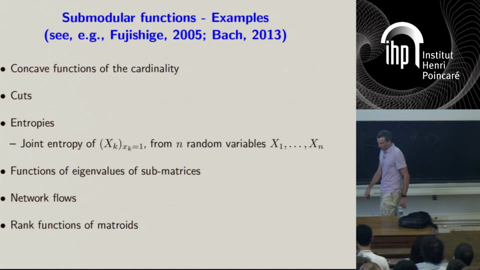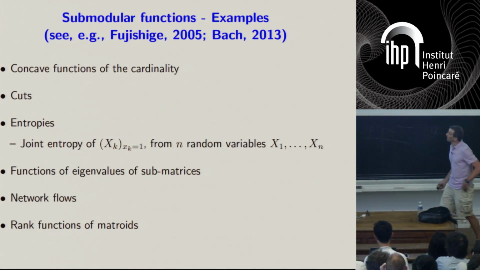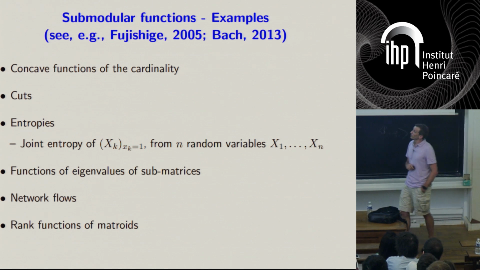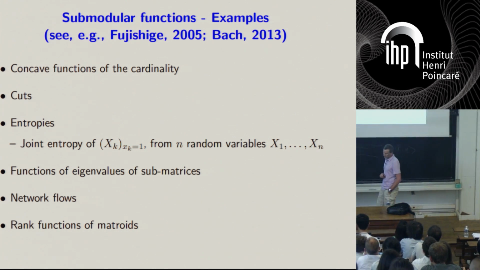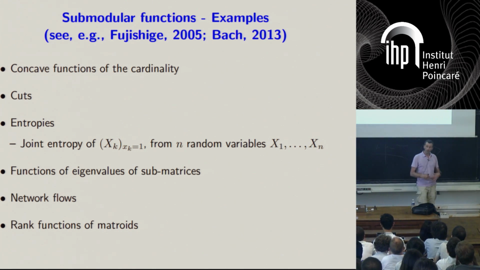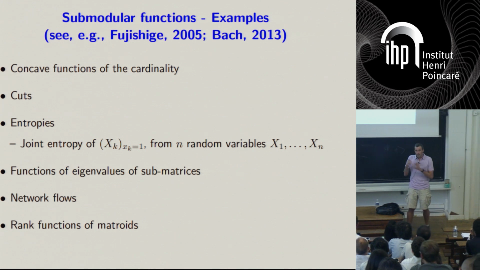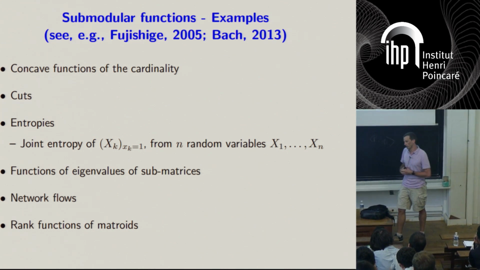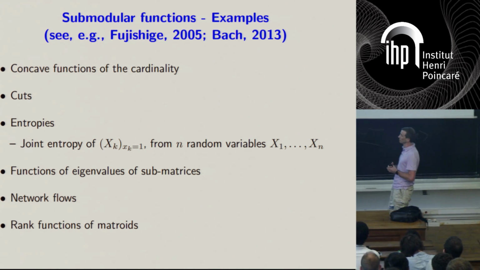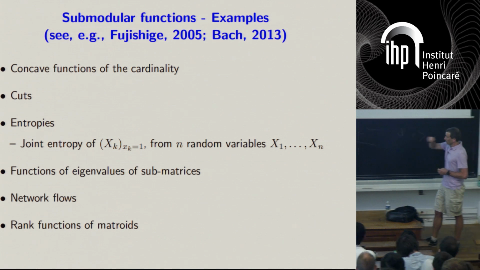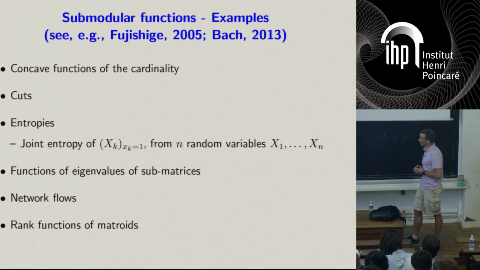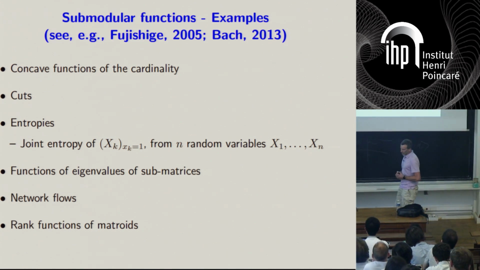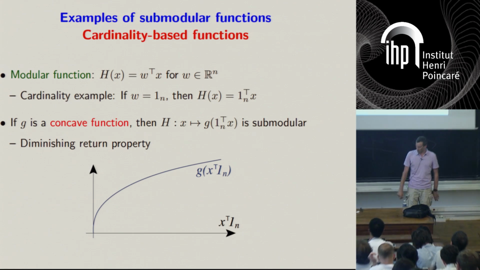So a few examples. First, concave functions of the cardinality are indeed submodular. So they just enhance the fact that there is a bit of concavity when you play with submodular functions. Cuts will be examples, entropies, and various functions of eigenvalues. And let me jump straight to the concave functions of a cardinality.